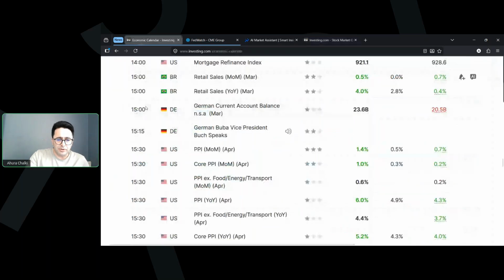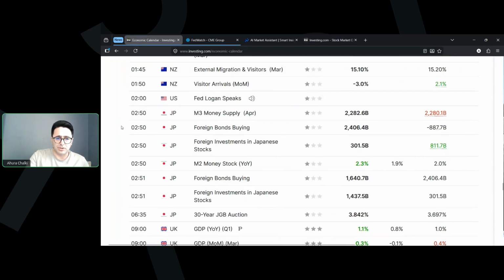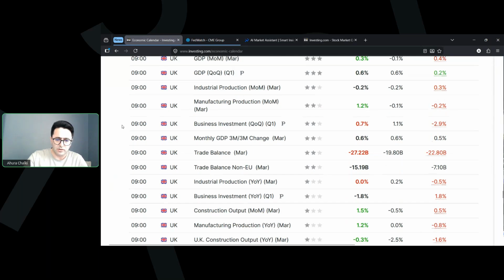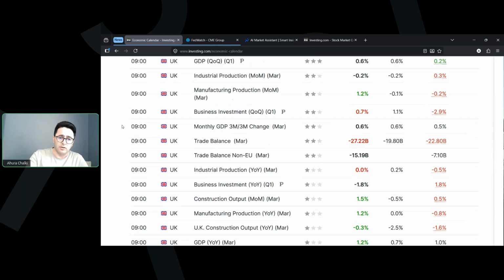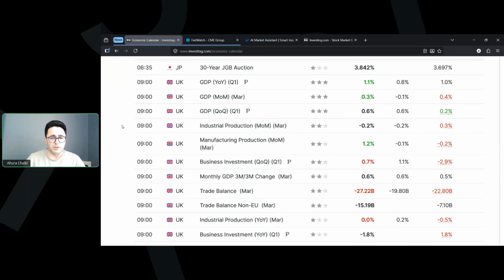Let's go further and check out our economic data on Thursday. Yesterday, the most important numbers were about UK economic data. UK GDP surprised me, to be honest. I was not expecting to see such positive numbers in the UK economy. Look at March: 0.3% monthly and 1.2% annual GDP growth. For the first quarter, the British economy increased by 0.6% quarterly and 1.1% annual. That was a positive number.